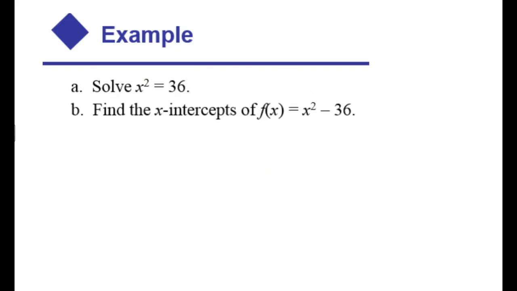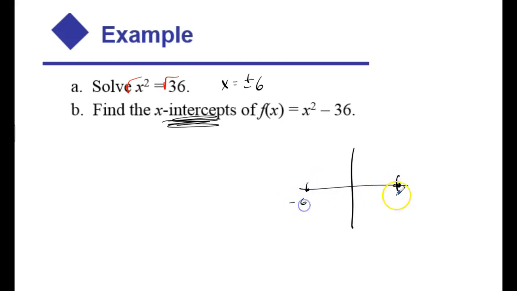So taking a look at our first example, again, I'm going to take the square root of both sides, so I should end up with two solutions here. The square root of 36 is plus or minus 6. What that literally means is those are x-intercepts. So if you were to graph this, you would have an x-intercept at 6 and negative 6, and that's actually where the function is crossing.